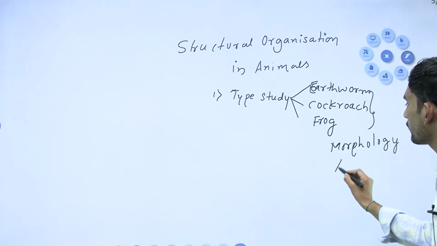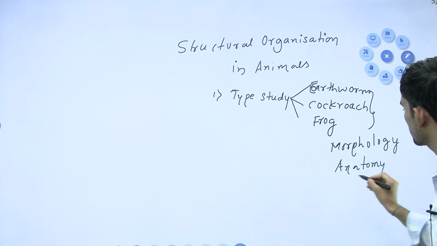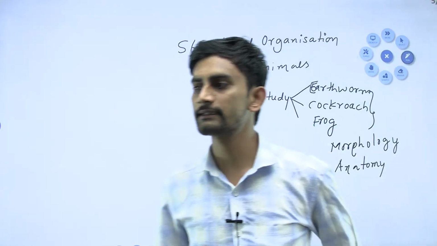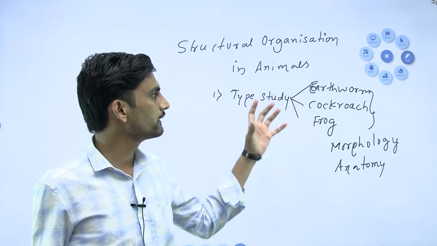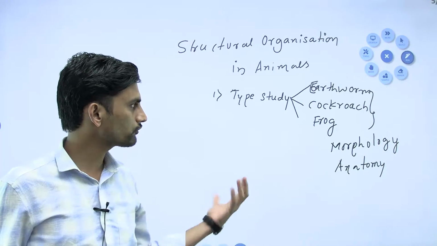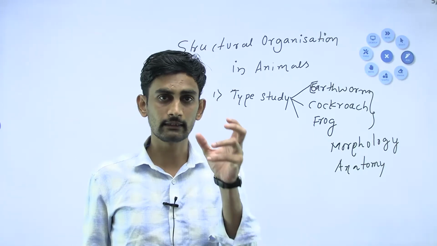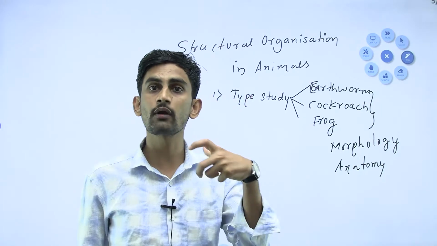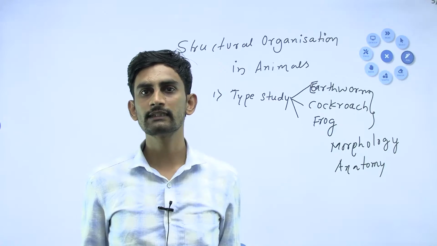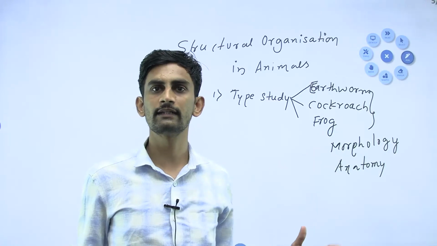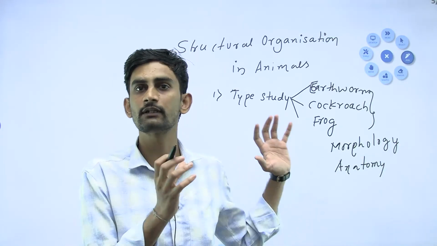Then followed by anatomy. Anatomy in the sense internal structure. For example, you can take an earthworm or a cockroach or frog. Anatomy is the study of the internal organ systems of an organism. For example, the digestive system in that particular organism, respiratory system, circulatory system, all these different types of systems come under anatomy.